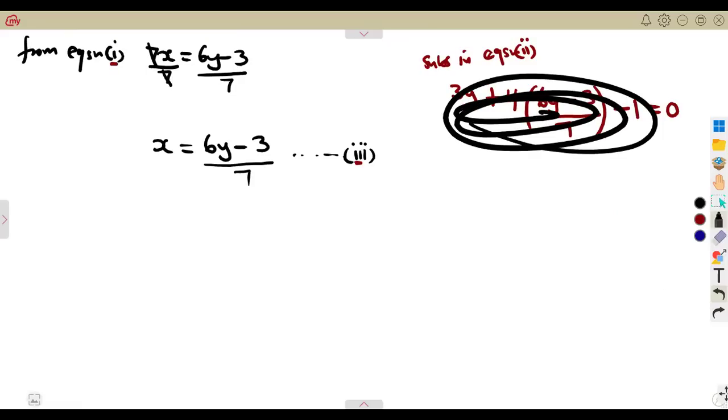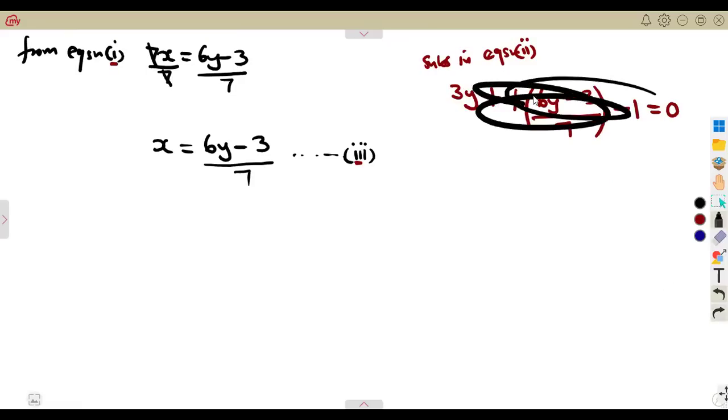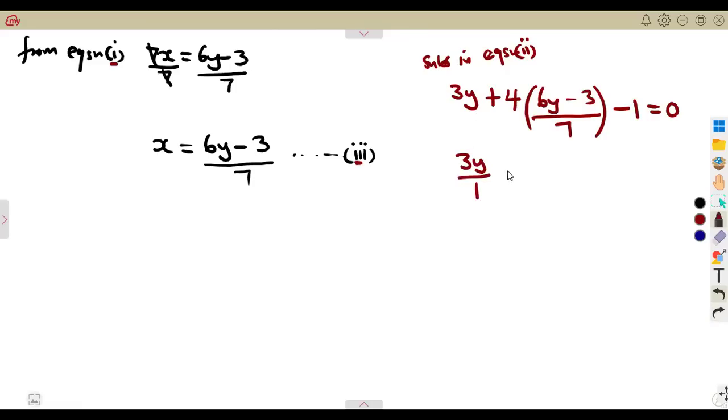We are no longer dealing with simultaneous equations here. That's a normal equation because we've got y here and also y here. But the question is, how are we going to solve it? Are we going to remove the fractions first? Are we going to remove the brackets? It's up to you. In this case, I just want you to say that this is the same as writing 3y over 1 as a fraction, plus 4 into the bracket of 6y minus 3, everything over 7. That is what it means.